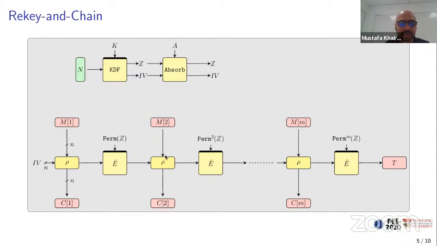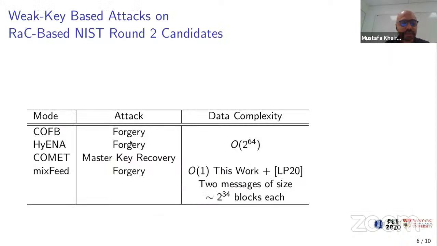And this allows forgery. We show that for CAPA, Hyena and Comet, this allows attacks with data complexity of 2^64. These attacks are covered by the security proofs of these schemes, so they do not threaten their security. But in the case of Comet, it's not just forgery, I will explain in a second. If forgery happens, it allows master key recovery with the same complexity, which can be critical in some applications.